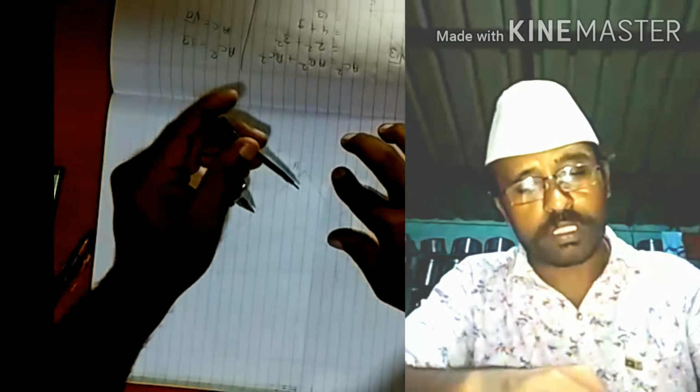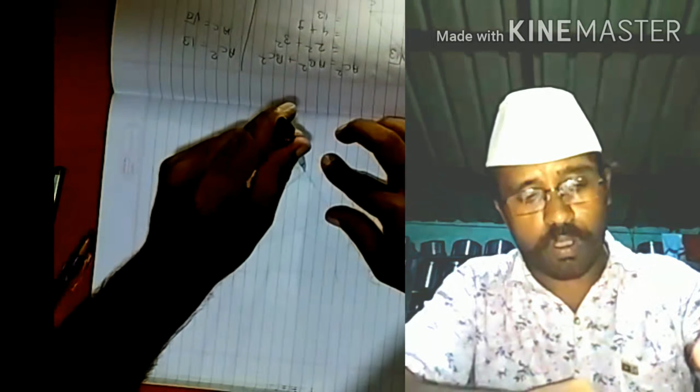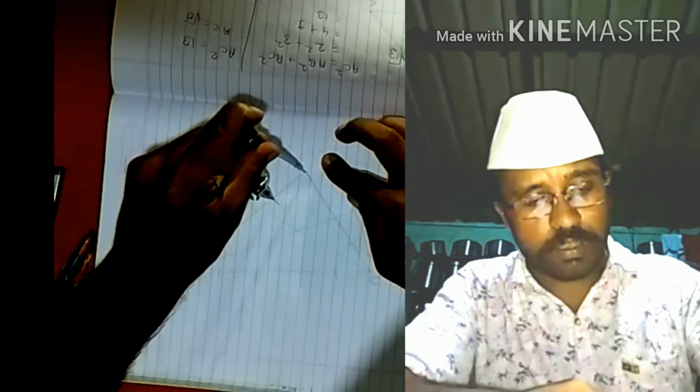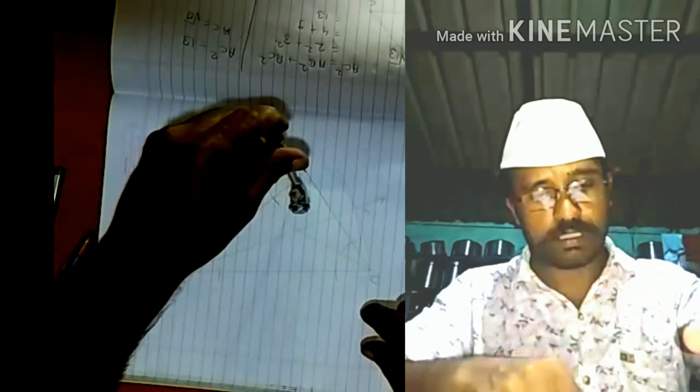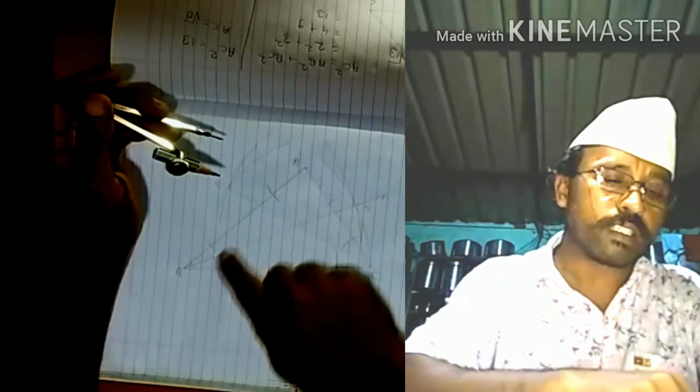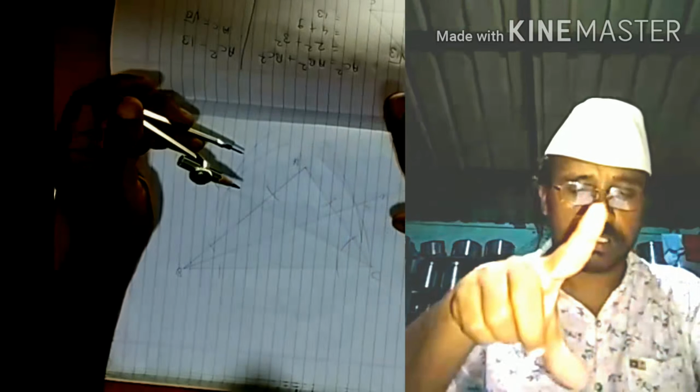Yes. So let's bisect by our technique. Take any distance in the compass, put the tip of the compass on A. Why am I putting it on A? Because we have to bisect angle BAC, right? Draw two arcs, one arc intersecting this arm, one arc intersecting this arm.